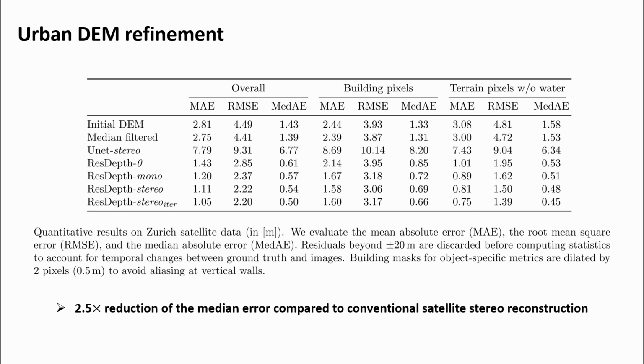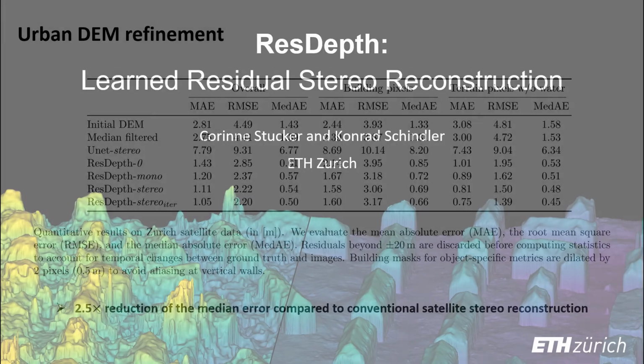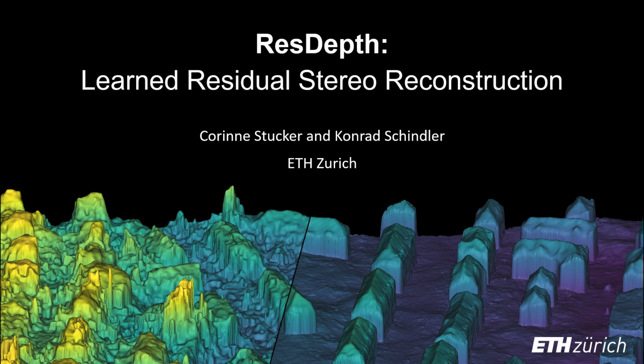In summary, our learned residual stereo reconstruction approach yields geometrically detailed, accurate, and complete reconstructions at large scale and reduces the errors of state-of-the-art multi-view stereo reconstruction systems by more than 50%. For further experiments with satellite images, as well as results on the ETH3D dataset, please check out our paper.